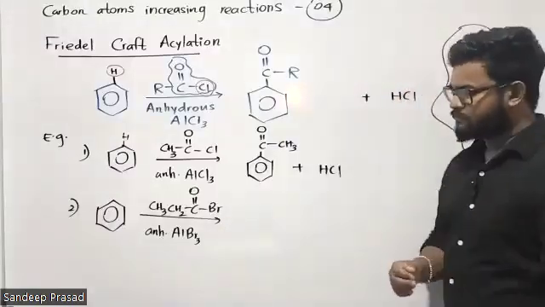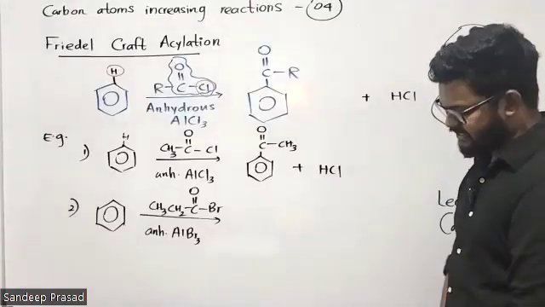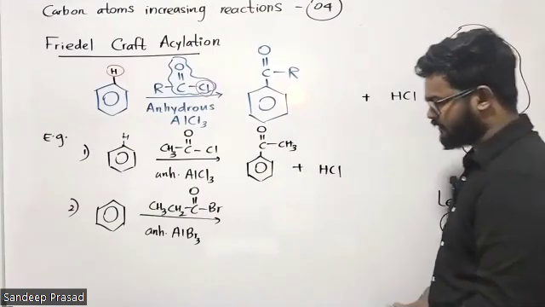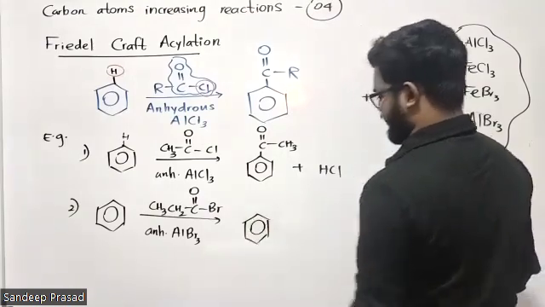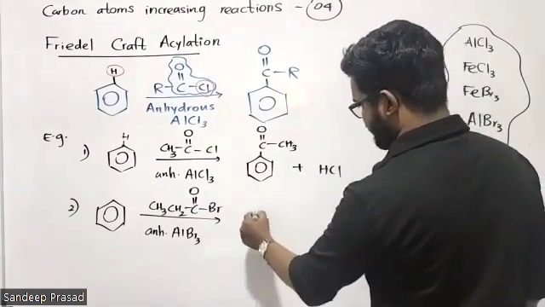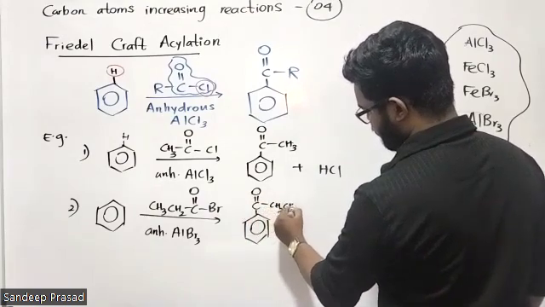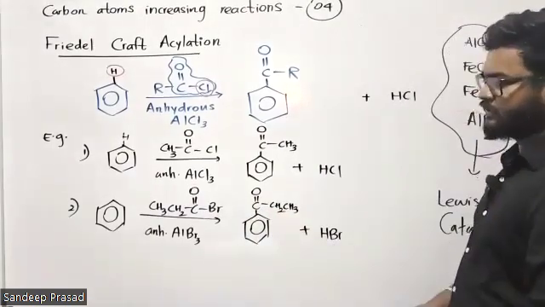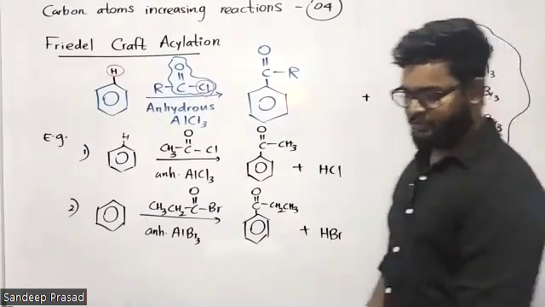Okay. So students, remember, look at the second example. In the second example, we can see this is the benzene ring, and bromine is eliminated with hydrogen, and the C double bond O, CH2, CH3 group is there. And here HBr is there. So this is the compound. Okay. Second example. Is it clear on the second example?